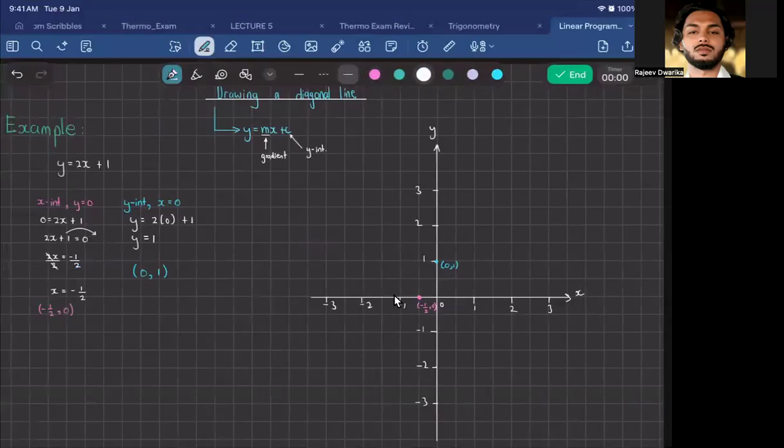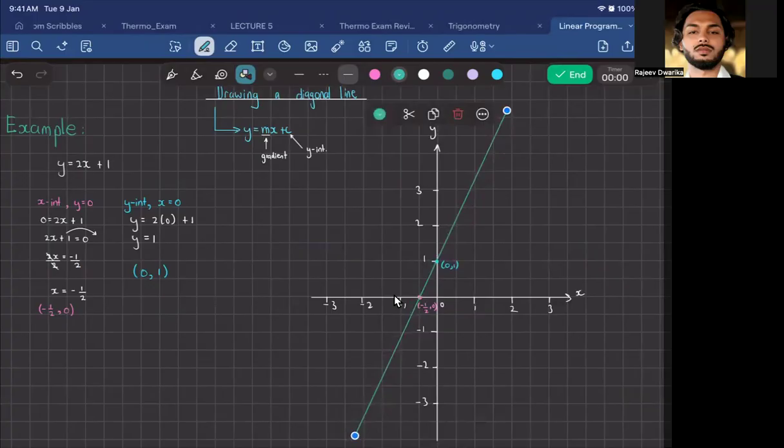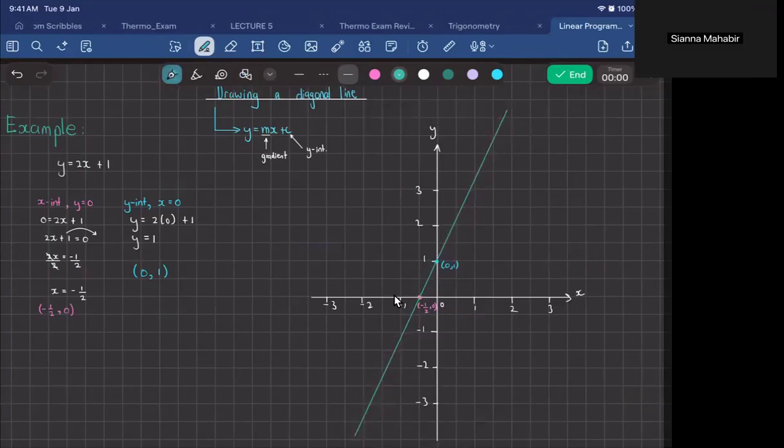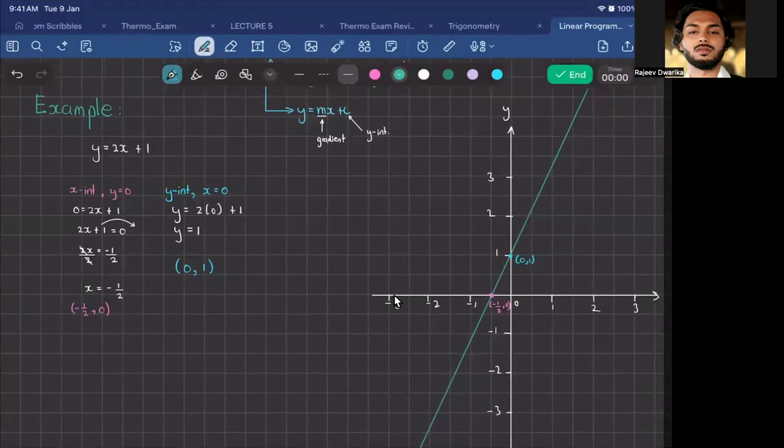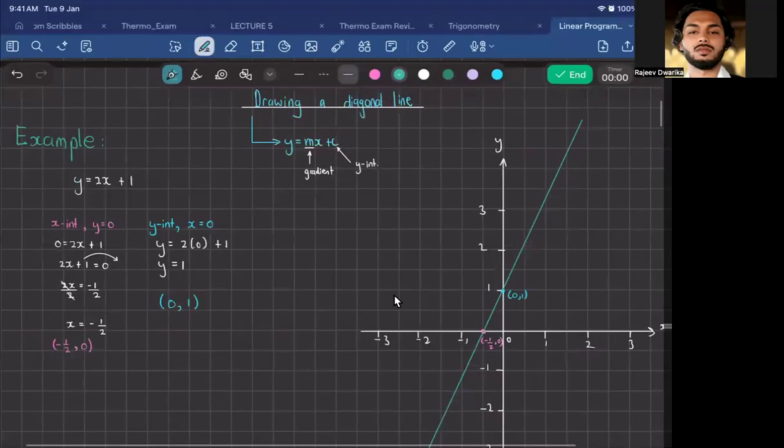So all you're going to do now is line up a ruler and draw the line. That's it. So this would be a line. Are you all okay with that? Yes, sir. Okay. I think you'll need to copy this down. Draw in a diagonal line. Now there's other ways to draw a line, right? But this is the most standard approach. You find the x-intercept and the y-intercept.